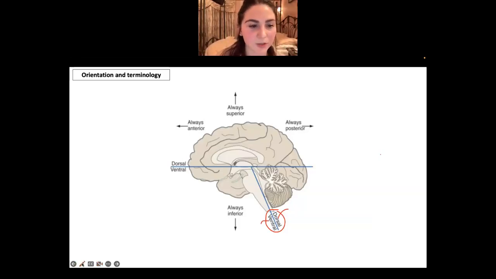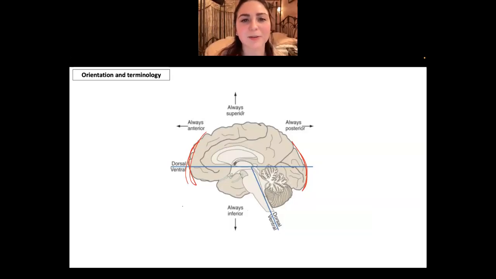Okay, so those are the first 2. Dorsal and ventral, there's 2 again: one's for the cerebrum, one's for the brainstem and the spinal cord. And then there are these "always" words. Always superior: the top of the brain is always going to be superior. It doesn't matter if we're looking at the brain from where the spinal cord is. It doesn't switch orientation like dorsal ventral. So always superior is going to be up here. Always anterior is going to be where the frontal lobe is, which we'll talk about lobes in a second. Always posterior is going to be in the back, where the cerebellum is. And inferior is going to be the bottom.